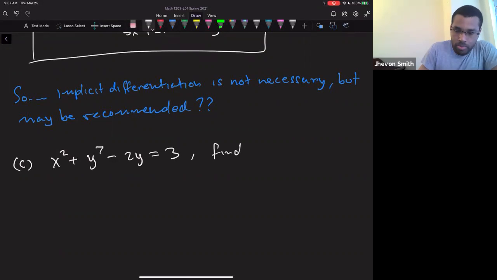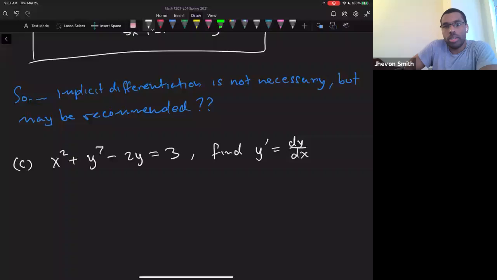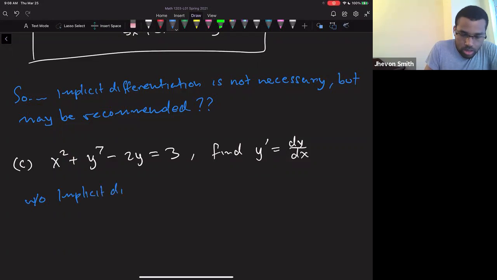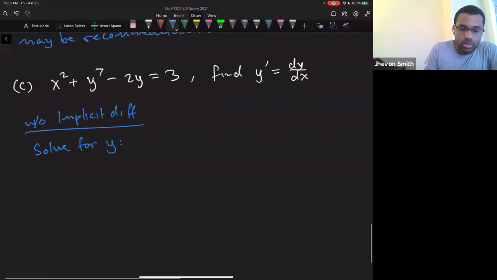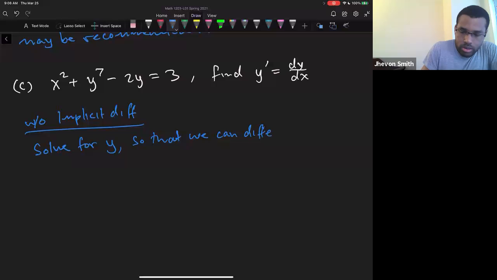Find y prime. Now, admittedly, this one doesn't actually look as bad as the second one, but there is going to be a hiccup. Okay, so go without implicit differentiation. Solve for y so that we can differentiate as usual.